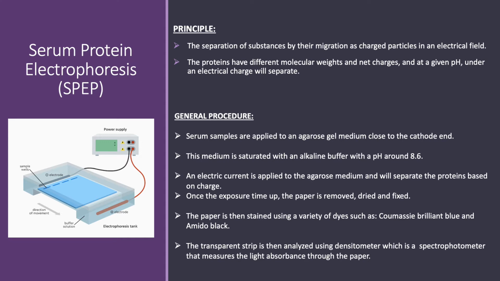This medium is saturated with an alkaline buffer and a pH around 8.6. An electrical current is applied to the agarose medium and will separate the proteins based on charge. Once the exposure time is up, the paper is removed, dried, and fixed. The paper is then stained using a variety of dyes such as Coomassie Brilliant Blue and Amido Black. The transparent strip is then analyzed using a densitometer, which is a spectrophotometer that measures the light absorbance through the paper.